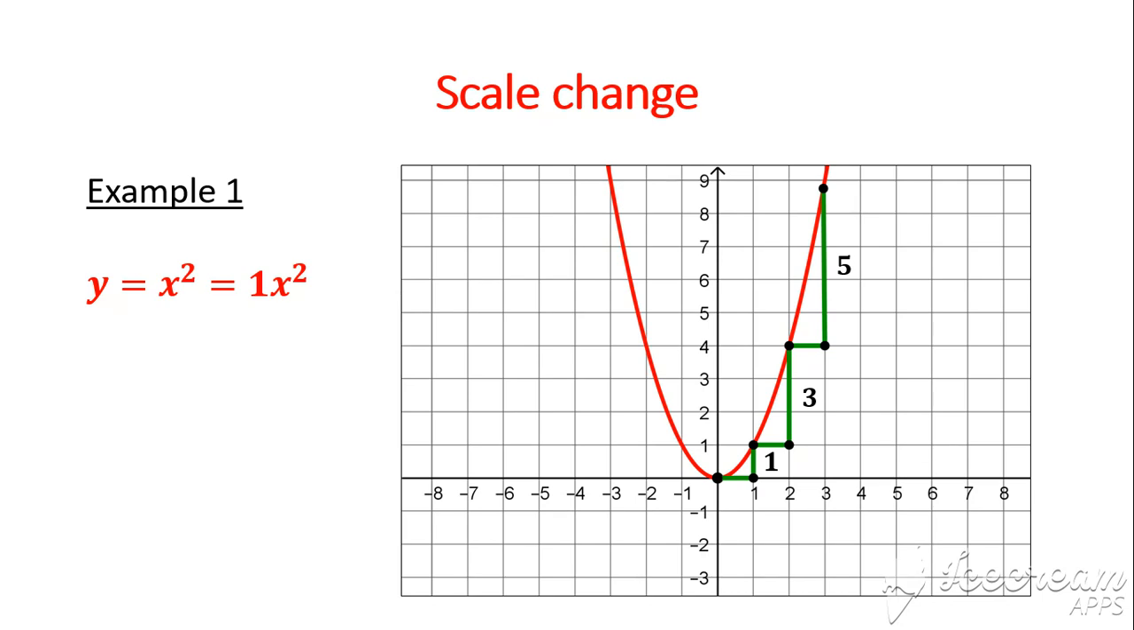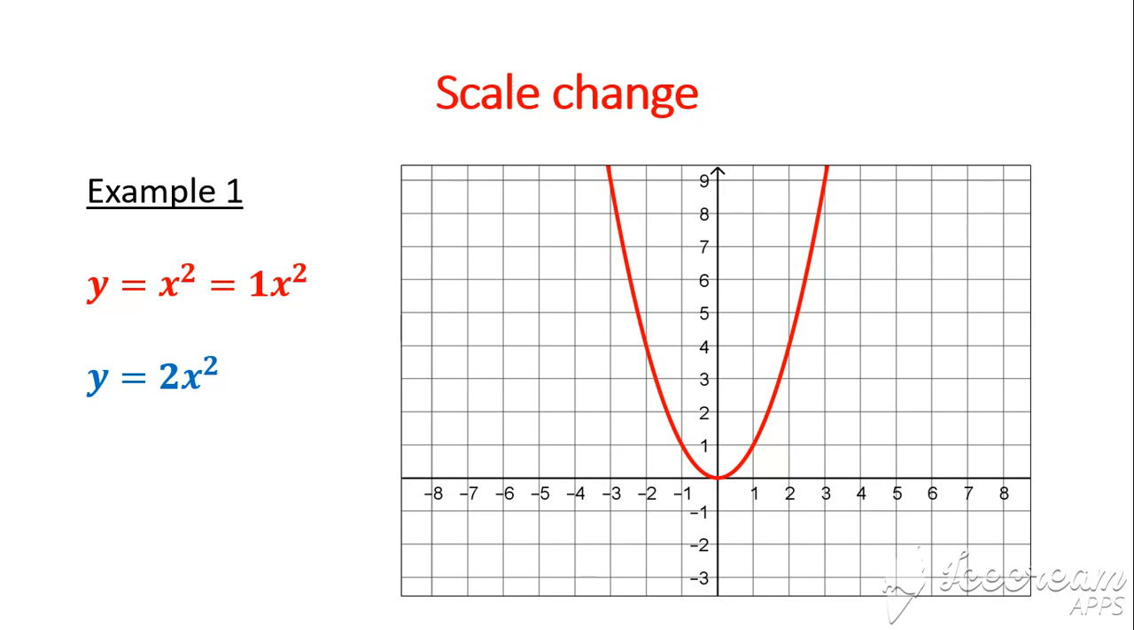Now there's a little pattern that some students try and remember. It only happens for the 1x squared. You go from the origin, you go out 1 and up 1. You go out 1 and up 3. You go out 1 and up 5. Then you'd go out 1 and up 7, out 1 and up 9, out 1 and up 11, the odd numbers. So that's a little pattern that helps students remember how to draw the basic parabola.